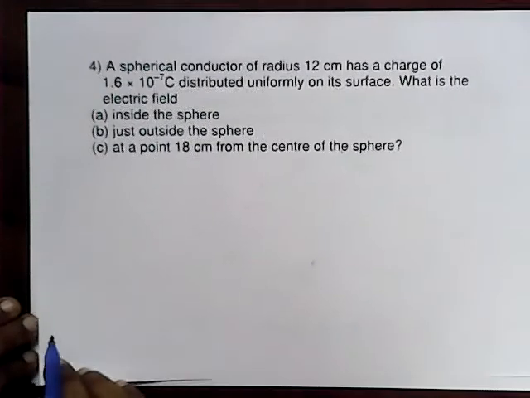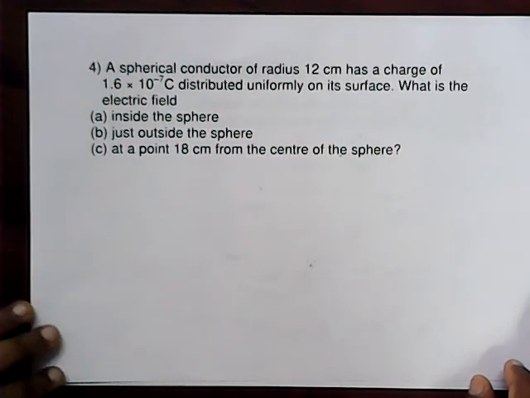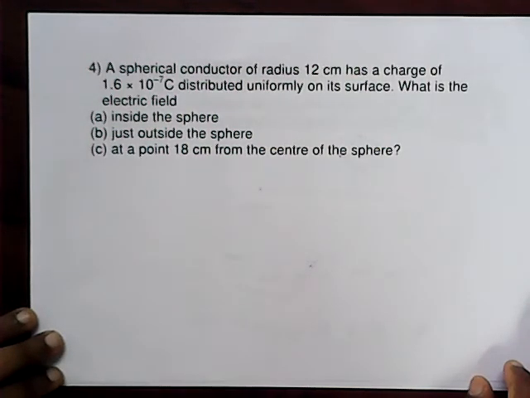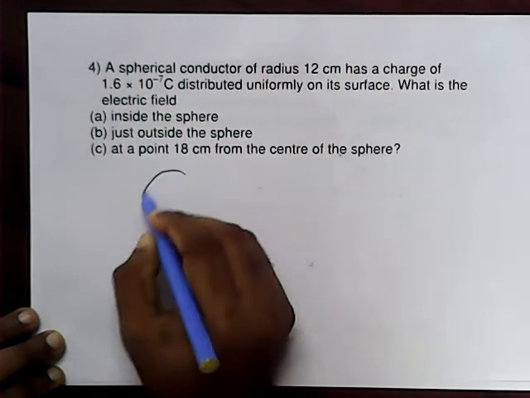Then look, question number 4, a simple question. A spherical conductor of radius 12 centimeter has a charge of 1.6 into 10 raised to minus 7 coulomb distributed uniformly on its surface. What is the electric field inside the sphere, just outside the sphere, and at a point 18 centimeter from the center of the sphere? So we have to consider the 3 cases.